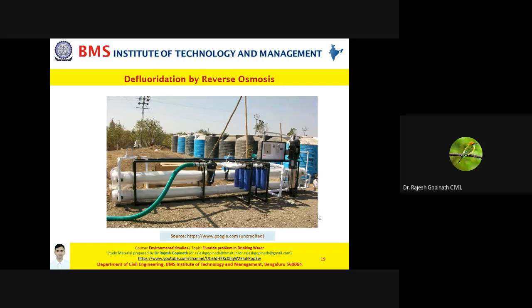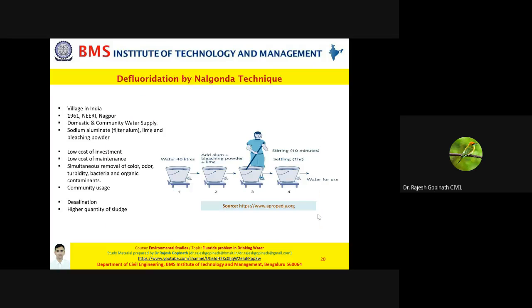Friends, reverse osmosis is one more technology wherein we can remove excess fluoride. In simple words, when you apply excess pressure on the water as it passes through a semi-permeable membrane, the water gets passed while the salts or the fluoride are retained behind. In fact, most of us have this kind of technology in our houses, in our water filters. Now let's move on and understand something about defluoridation by the Nalgonda technique.